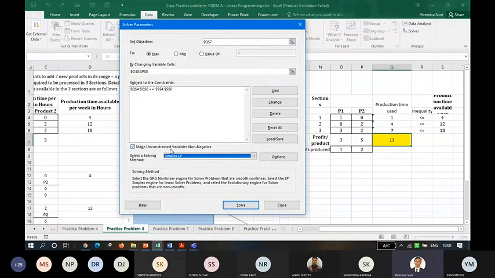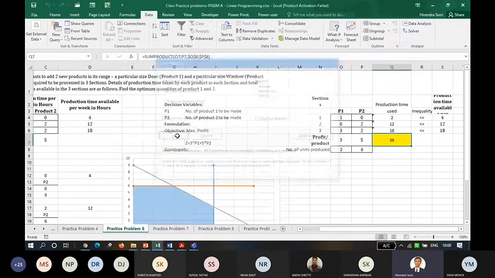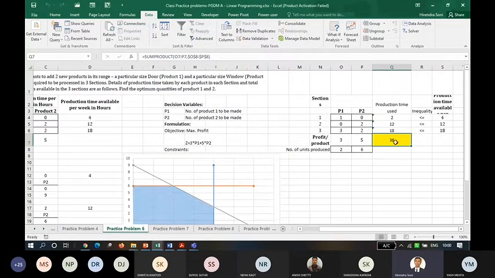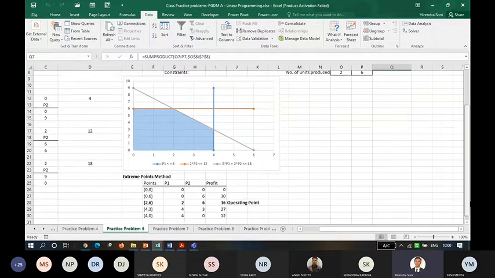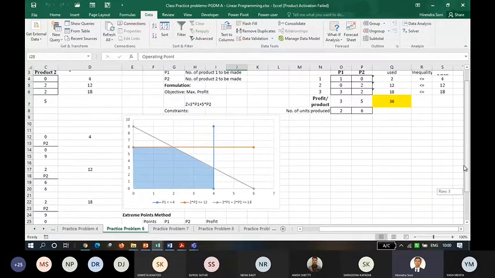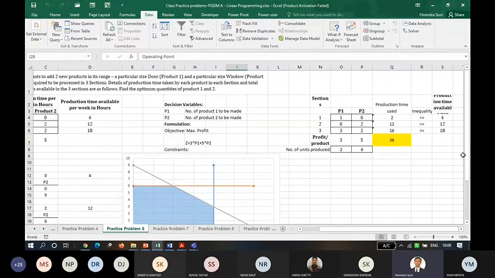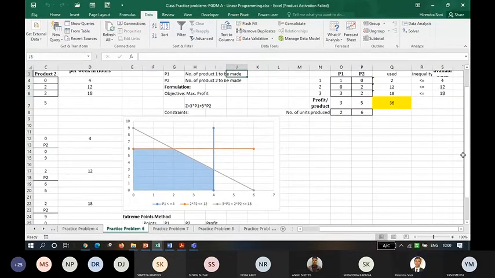Now just ensure that this is tick marked. Select Simplex LP and just say solve. 2, 6. This is the same solution that we have got using the extreme point method also. So इसमें आपको ग्राफ वगैरह कुछ भी प्लॉट करने का जरूरत नहीं है. Immediately you can get the solution.